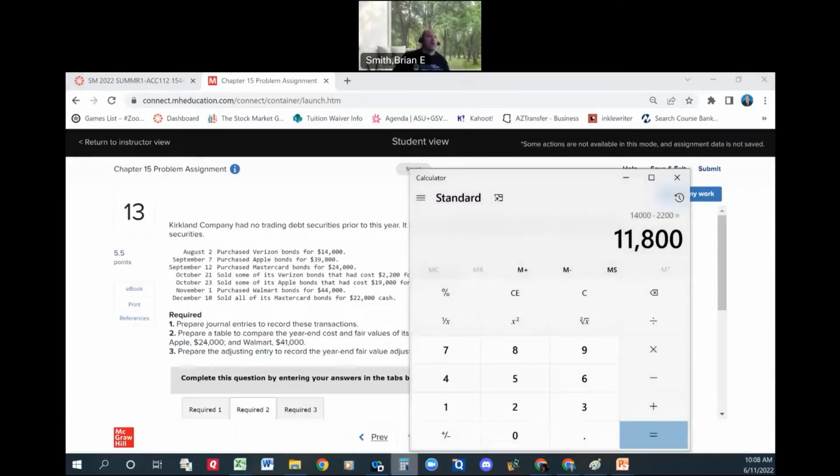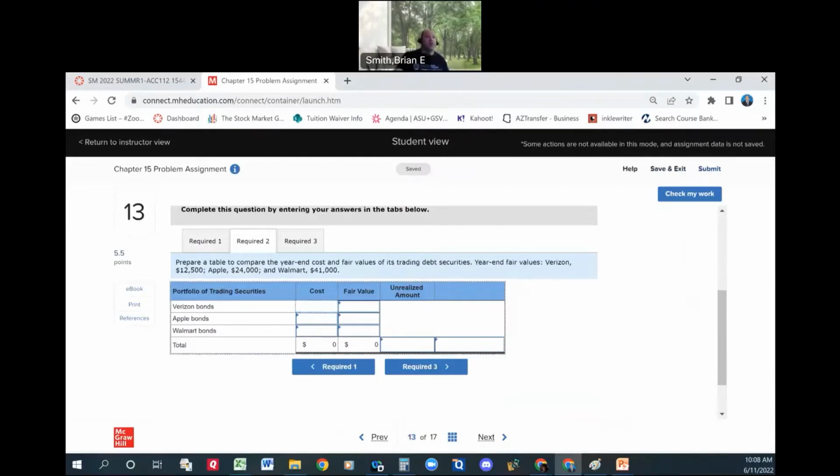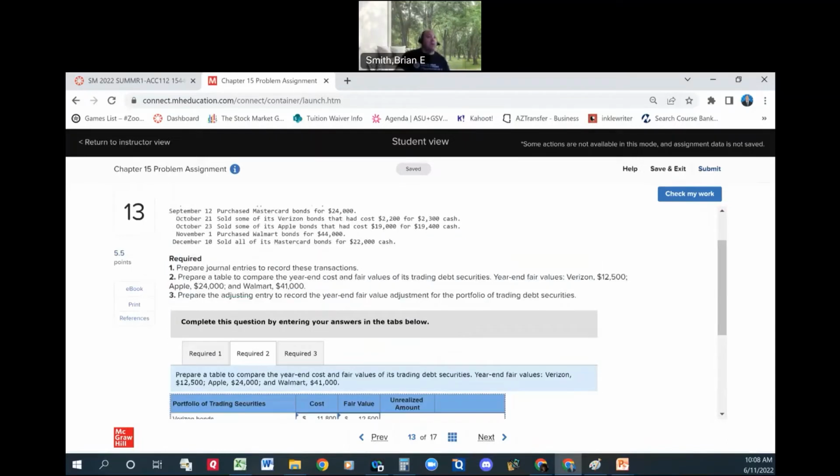So our cost for Verizon was 11,800, right? Let's just triple check that. Yep. Fair value is 12,500. We are going to have a fair value adjustment there. Let's see what's next. Apple.